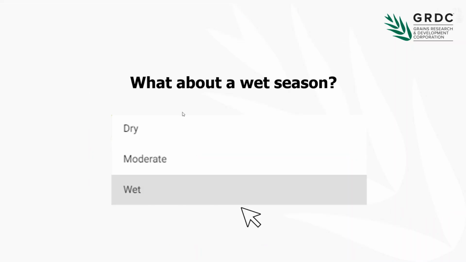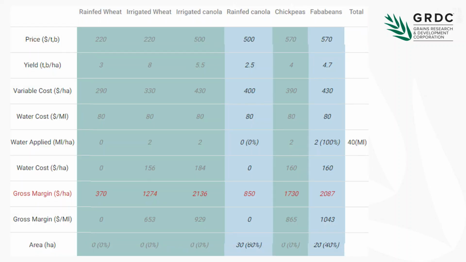Because it was a moderate season before. So we go back to the Optimiser, we hit wet, so it's based on tercile, so it's saying over 110 years of climatic data we'll use your wet season distribution. Run the Optimiser again, these are the results that we get.